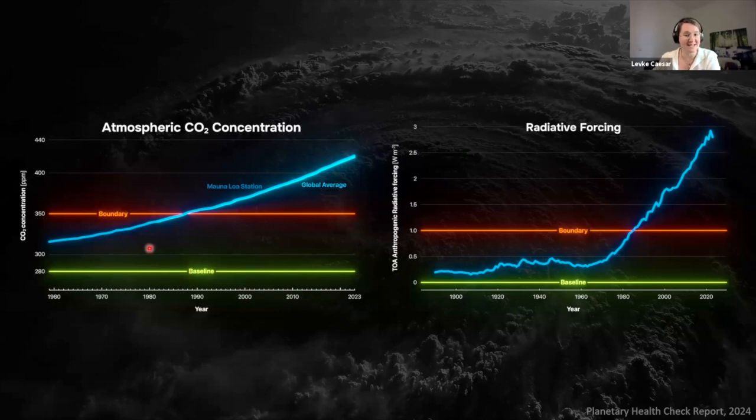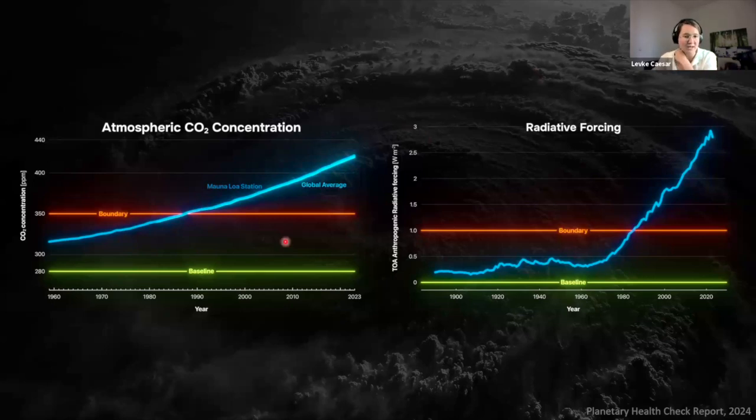The boundary is set at 350 ppm, and this is actually based on the risk of triggering large-scale tipping points like ice sheet collapse or permafrost thaw. And you can see that we passed the threshold already in the late 1980s. And CO2 levels have been rising ever since. Currently, we have an average of about 420 ppm.